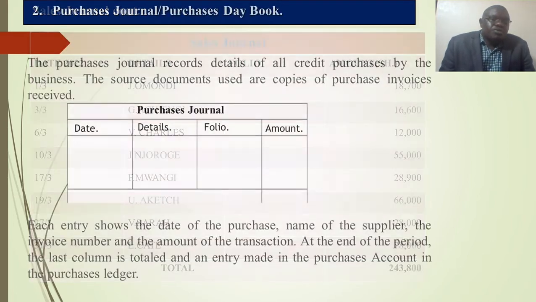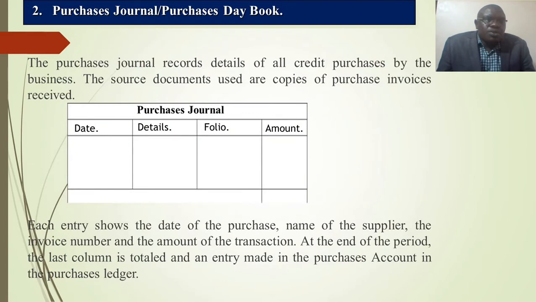Now from there, let us move to the next journal, which is called the purchases journal. So the purchases journal is a journal which is used to record details of all credit purchases made by the business. So the source documents which are going to be used in this case are copies of purchase invoices, or rather the invoices which we received as a business from our suppliers.